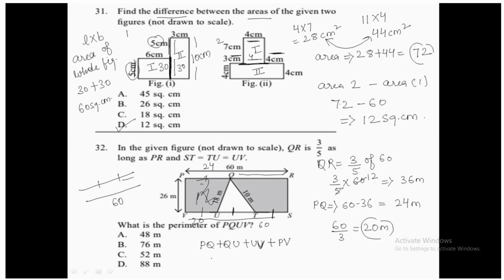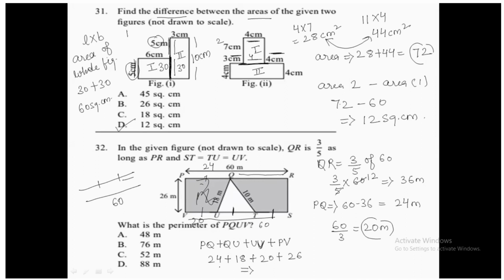Okay, so what I'm getting, let's see. PQ is 24. QU is 18 meter, which is given over there in the question. UV is 20 that we have found out, and PV is 26. Okay, let's add them together and see what we are getting.